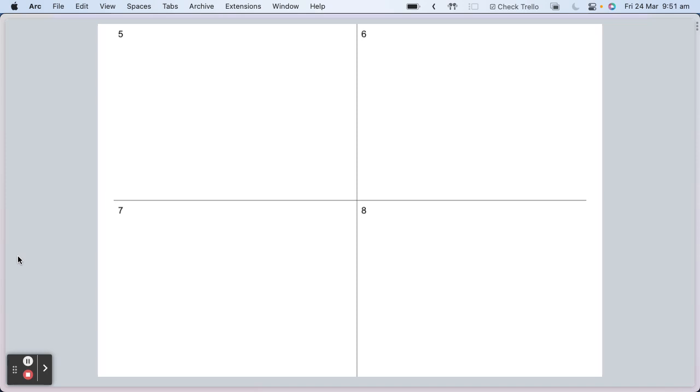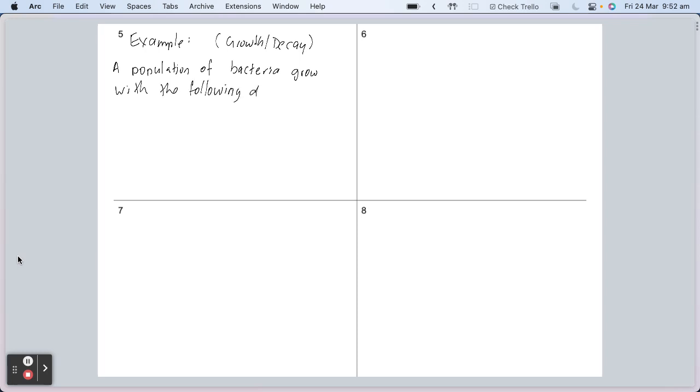So here's an example. Here's a practical example. So I'll just call it example. You can put it into your theory notes. I'll just put in brackets growth decay. Okay, a population of bacteria. Why not? Grow with the following data. That's really bad English, but you'll do.